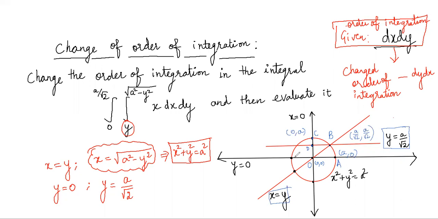We have named some points here. This point is lying on the negative direction of x-axis. It will be minus A, 0. This point is lying on the negative direction of y-axis. It will be 0, minus A. I have not written point D here because we don't have enough space, but the coordinates of point D are x is 0 and y is A by root 2. And the order of integration in this given double integral is dx dy.